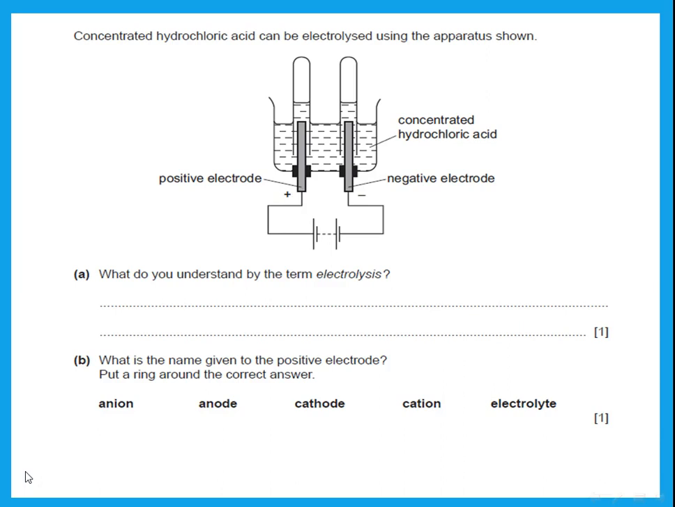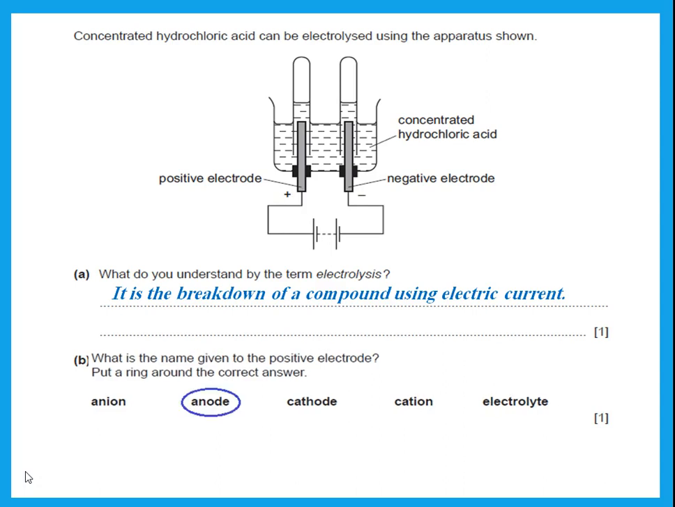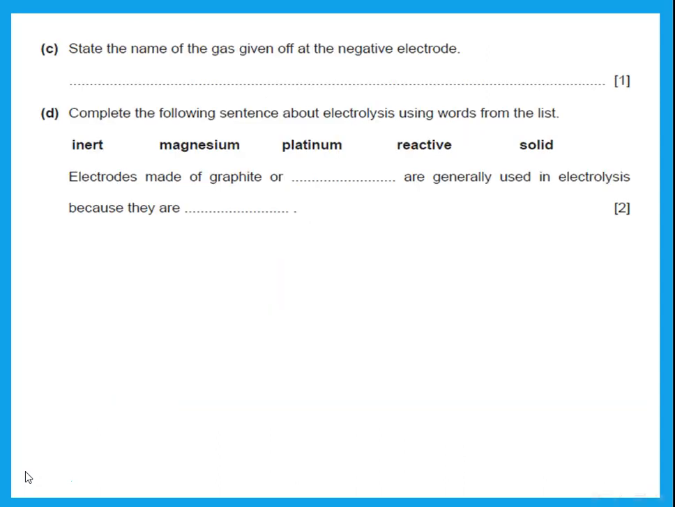Concentrated hydrochloric acid can be electrolyzed using the apparatus shown. What is meant by electrolysis? What do you understand by the term electrolysis? We said electrolysis is what? It's the breakdown of a compound using electric current, or we said it's the breakdown of an ionic compound using electricity. Either one is correct. What is the name given to the positive electrode? Again, the positive electrode is the anode.